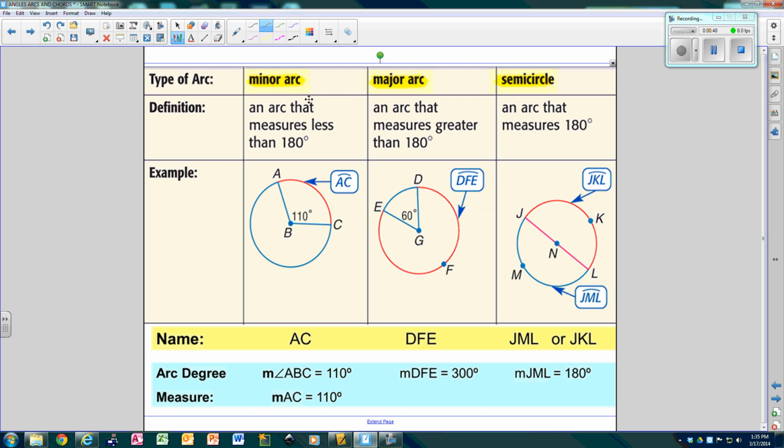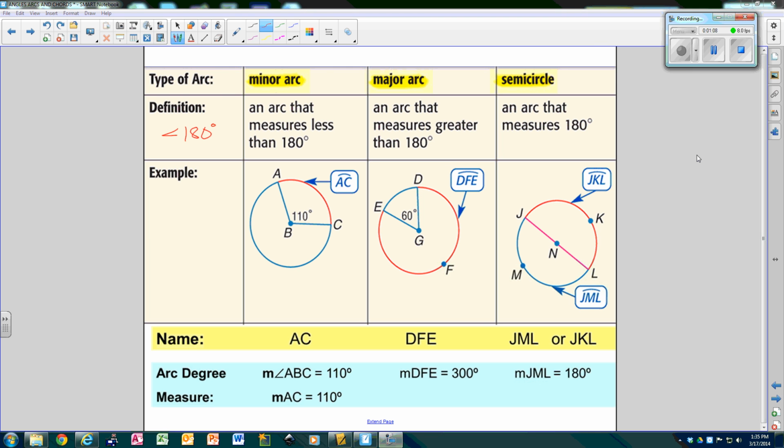So we have three different kinds of arcs. We have minor arcs, we have major arcs, and we have semicircles. A minor arc is an arc that is less than 180 degrees. So anyway, we've got minor arcs, major arcs, and semicircles. An arc that's less than 180 degrees is going to be less than half the circle.